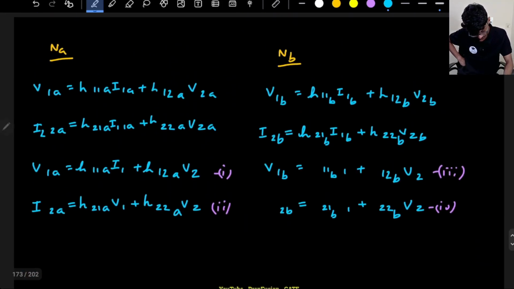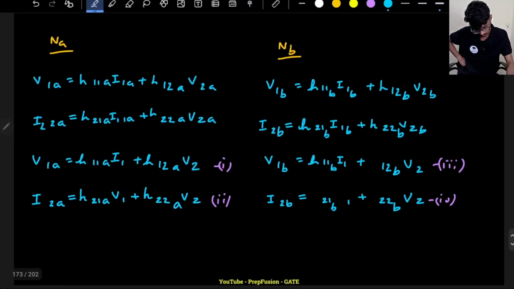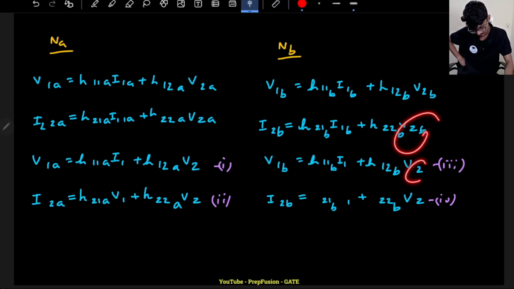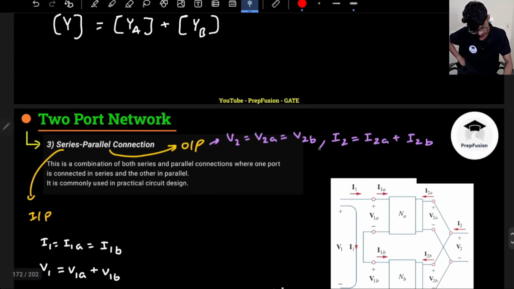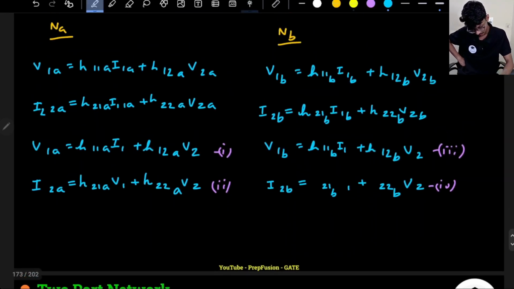So this will be V1B, this will be I2B, this will be H11B into I1, because I1B and I1 are same, and this will be H12B, because V2B and V2 are same. If you see, V2B and V2 are same. Okay, same here as well. H21B, this will be I1, this will be H22B, this will be V2.